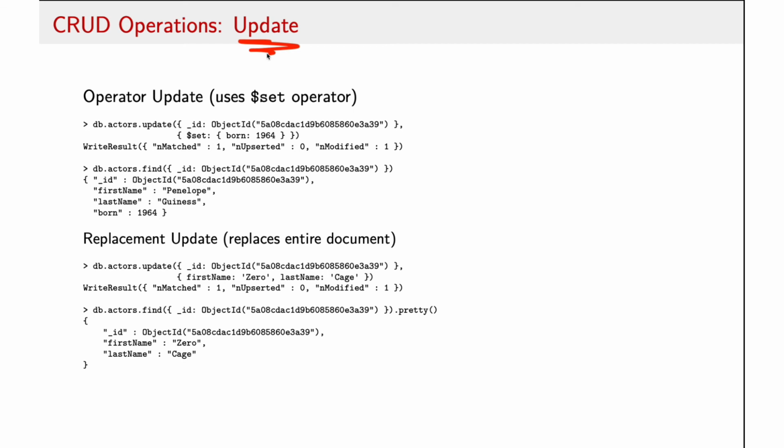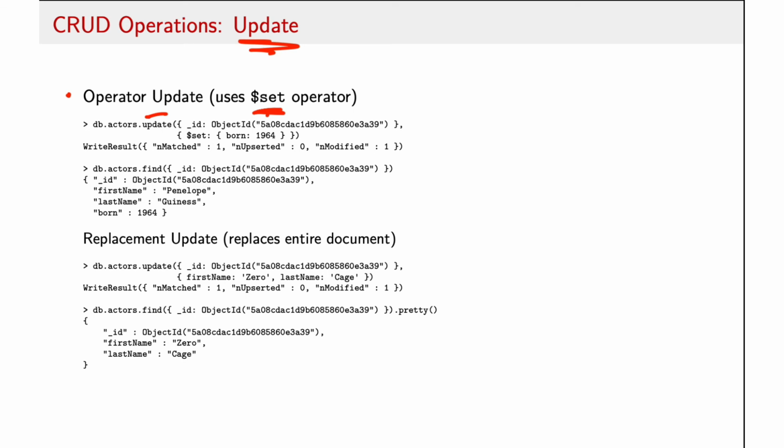Here's the first example of what's called the operator update, and it uses, again, one of these weird looking JavaScript identifiers. It starts with a $, and in this case it's set. So we're going to do db.actors.update, right? We had insert, we had find, and this is update. And we're going to have to give it basically two arguments.